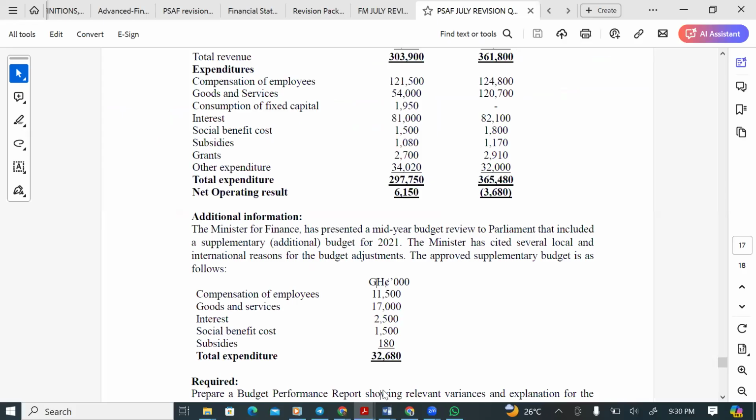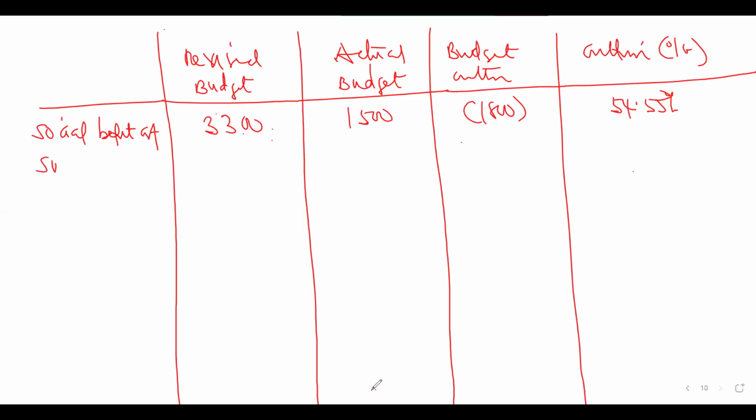Subsidies. Revised is what? 1,350. Actual is what? 1,080. That's a reduction of 270. Outturn will give us what? 20. So 20. The next one is what?